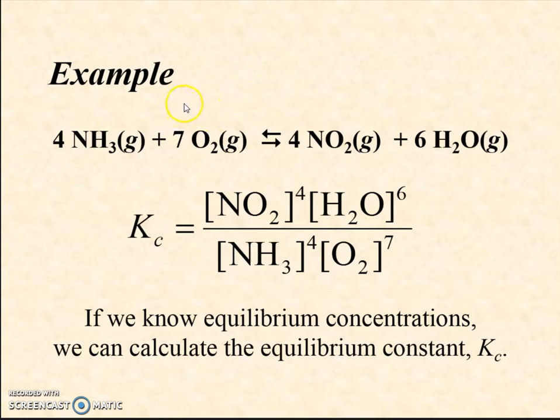If we take a sample chemical reaction, in this case ammonia and oxygen forming nitrogen dioxide and water, we notice that we are applying what we saw with the law of mass action, where our products are over reactants to the power of their coefficients. If you know concentrations for each one of these equilibrium values, then you can calculate Kc directly.